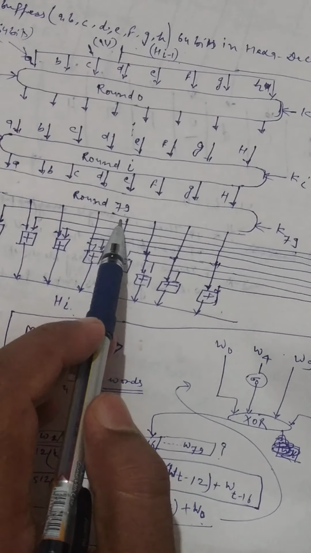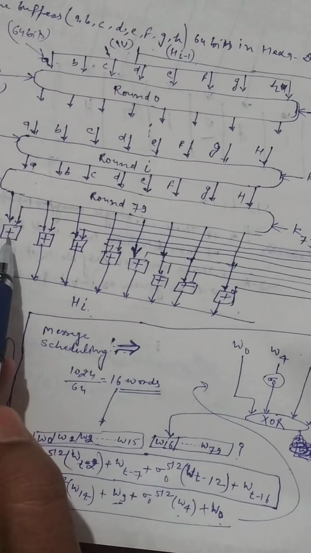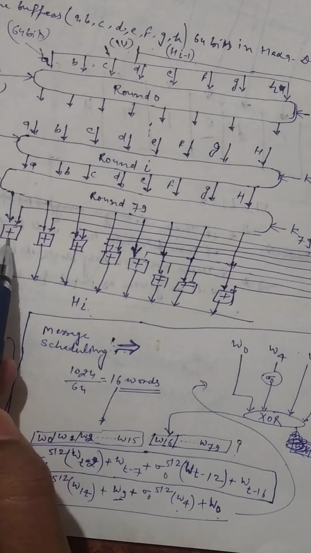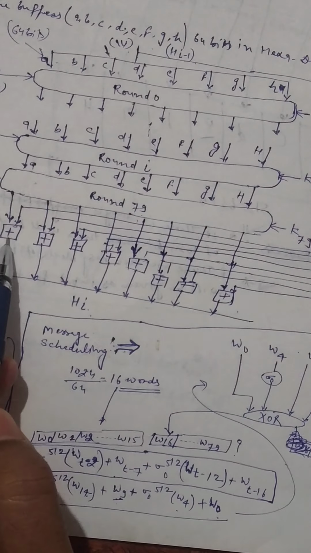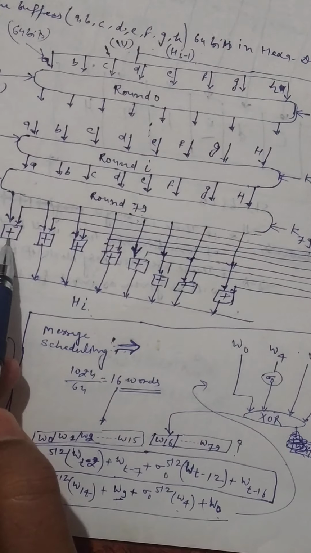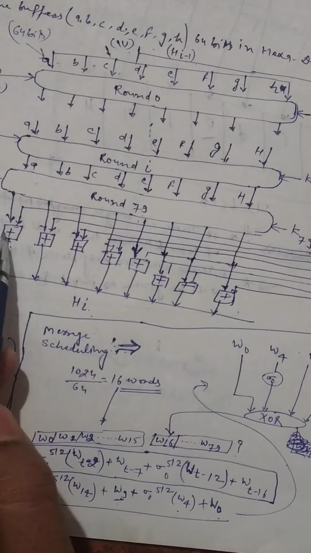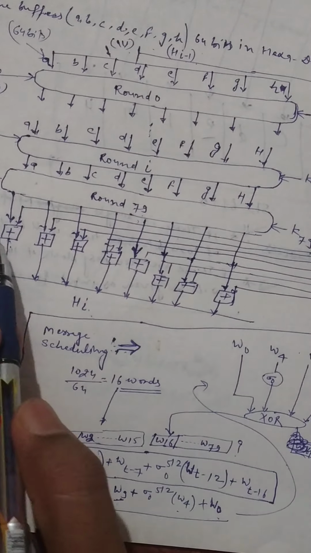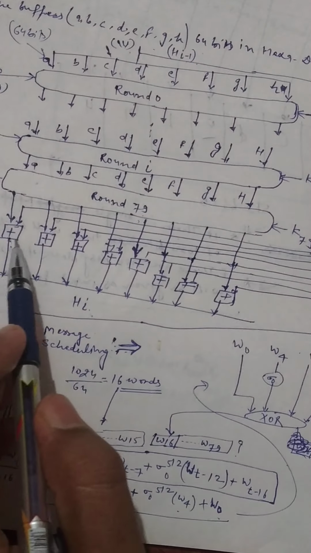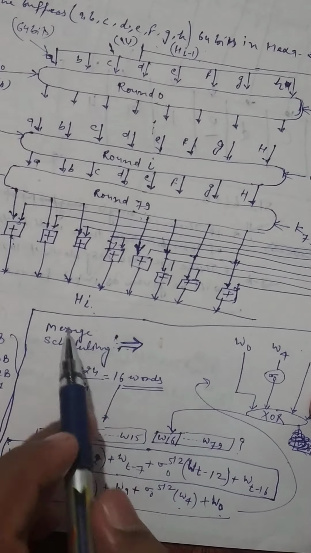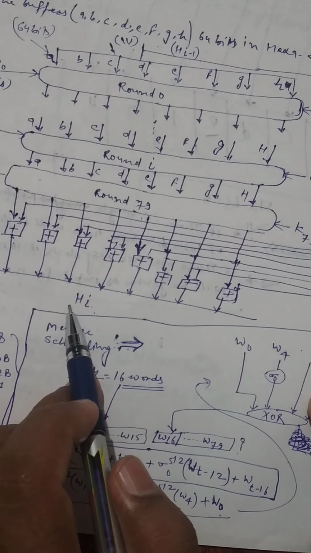Whatever output comes after round 79, we will take their values and go for addition modulo. After the addition, some carry may be generated. If there are 64 bits and the addition generates a carry at the last moment, our addition goes to 65 bits. To reduce that extra bit, we apply addition modulo, as I have taught you many times in our class. So at the last we go for addition modulo, and finally we generate our Hi. This is our hash code.